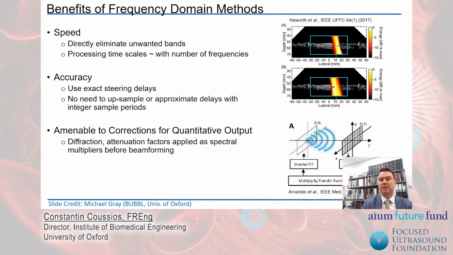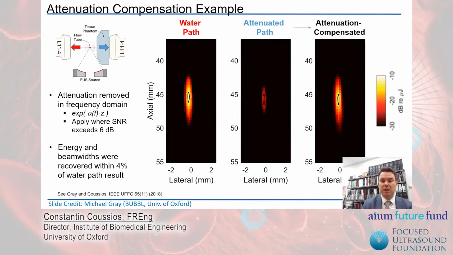diffraction and attenuation factors. So, for example, using frequency domain RCB reconstruction here, this is what we get in a non-attenuating waterpath. That signal is very significantly attenuated, but can then be recovered almost in its entirety by applying frequency domain attenuation compensation.